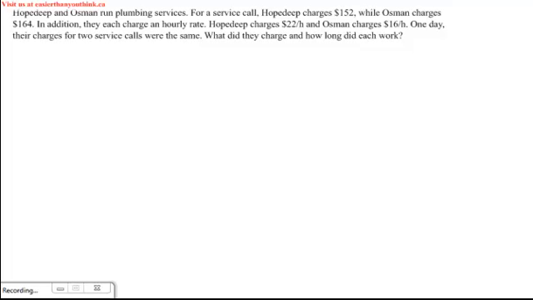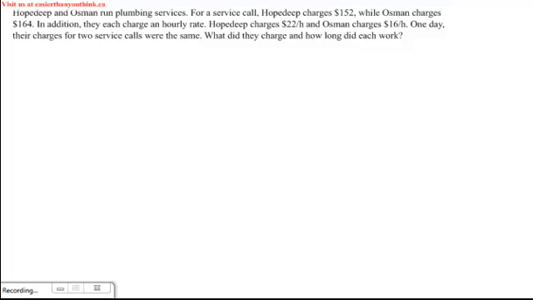This means that even if they don't do anything, as soon as they come to your door, they charge you $152 or $164. In addition, they each charge an hourly rate. Hope charges $22 per hour and Osman charges $16 per hour. Now, one day we know their charges for two different service calls were the same.